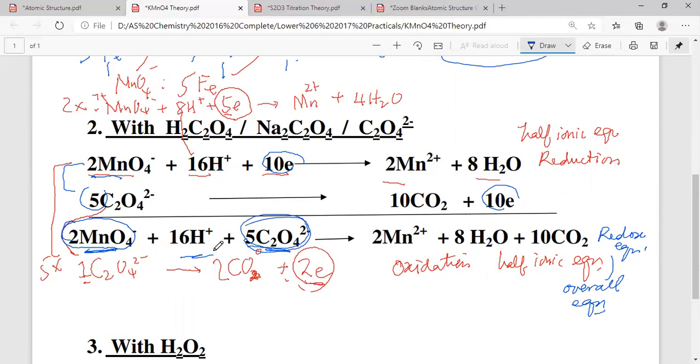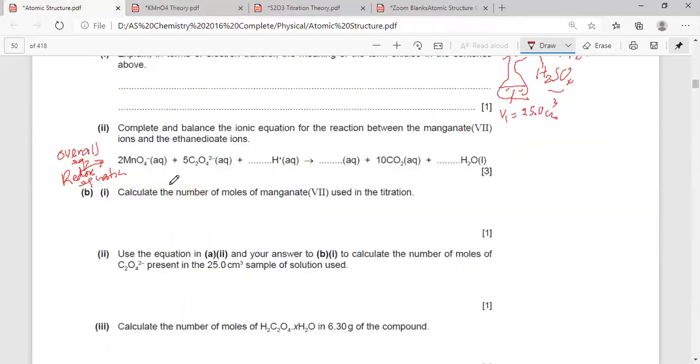Now let's go back to the question again. Now you can see it. If you don't have it memorized, it's quite simple. Of course it's carbon dioxide here, and Mn 2 plus here. So for the overall equation, of course you must balance off the water first. You get 2 and 5 already. Here's 8 oxygen, here's 20 oxygen, so it's 28 oxygen.